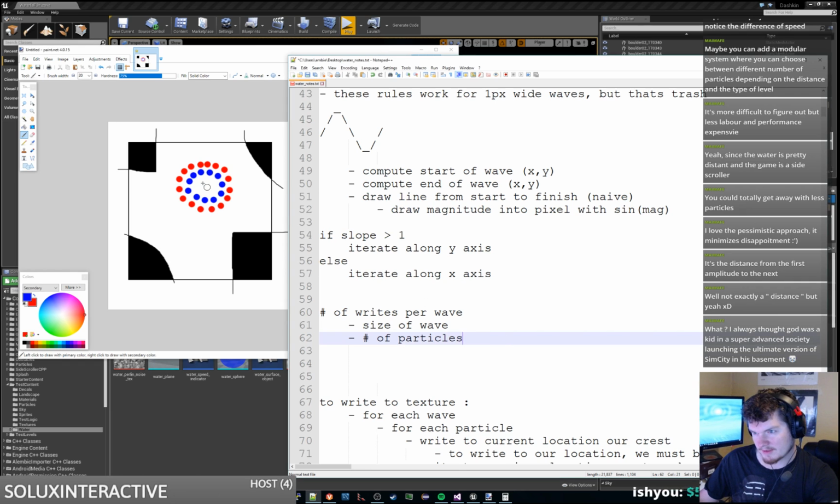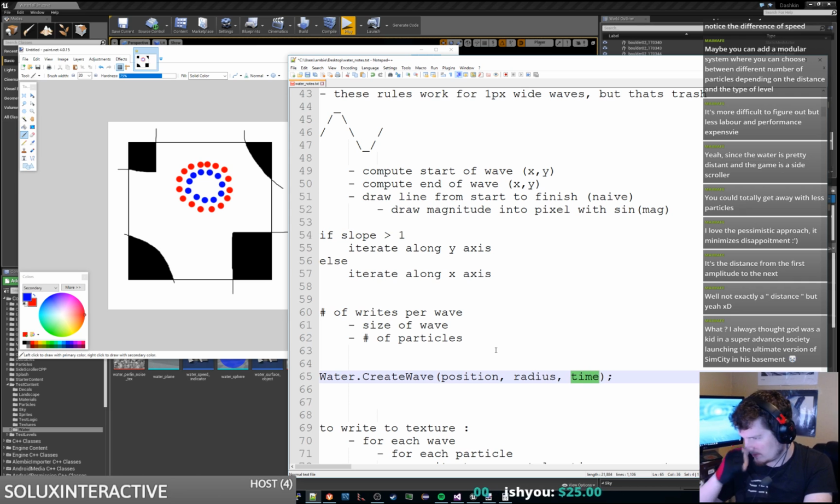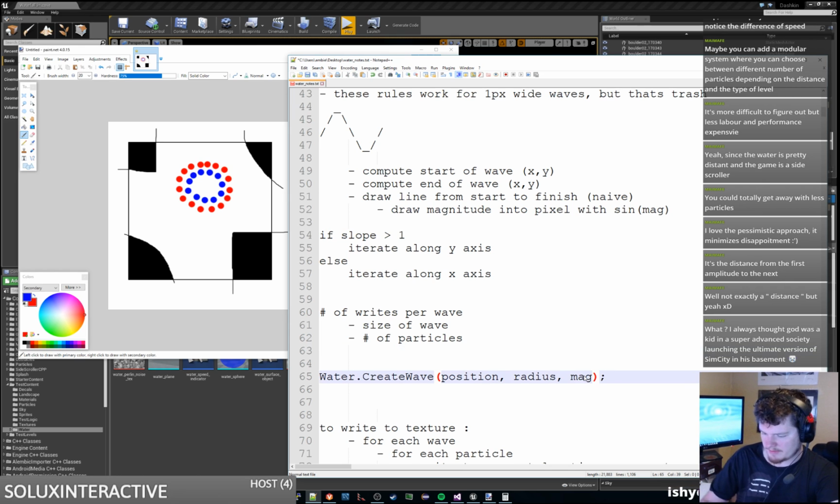And can we do anything? So we make this actual wave. If I was going to write a function here on our water, it would be water.CreateWave, and I'd pass in a position, I'd pass in a radius, and I'd pass in a time until the system completely disappears. I guess it'd be position, radius, and magnitude.